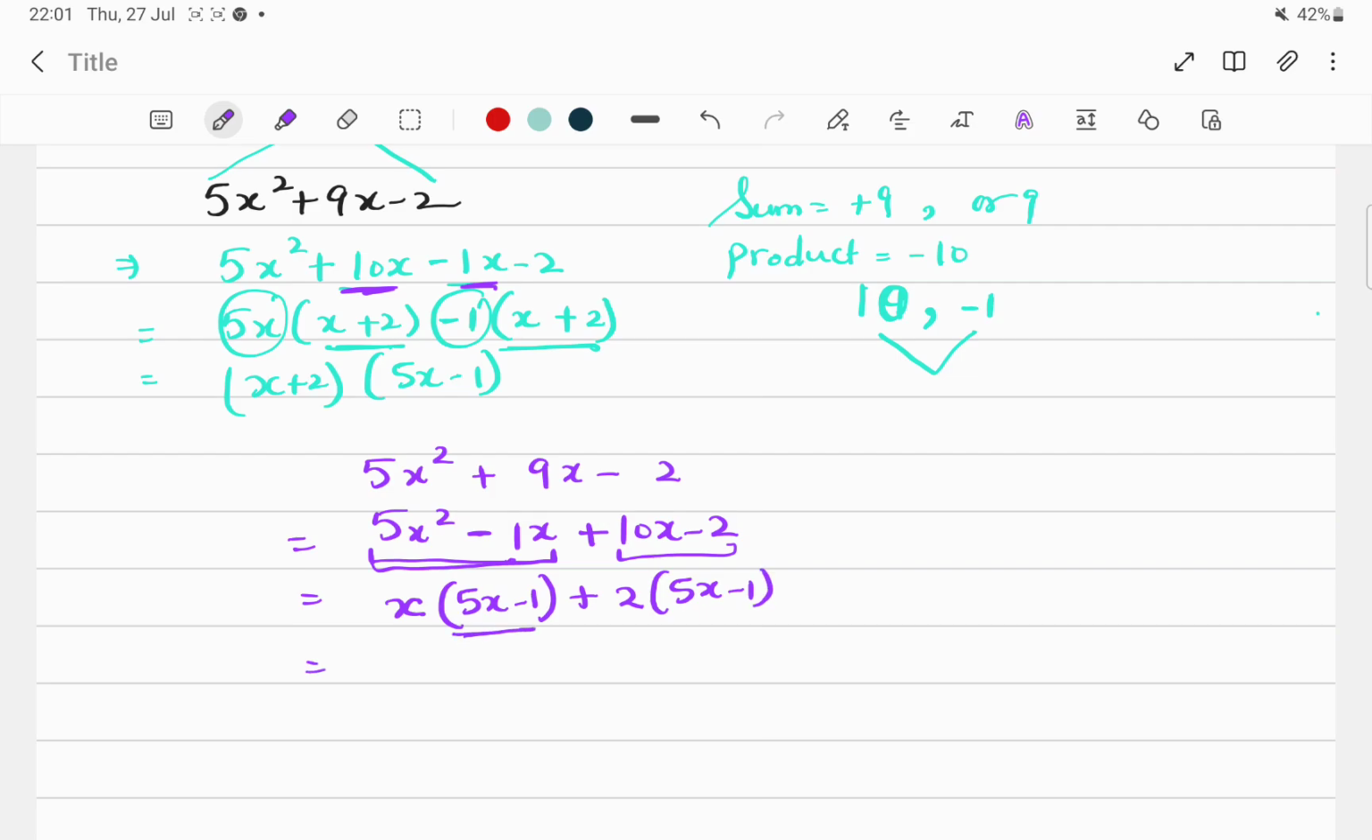And if you see, 5x minus 1 and 5x minus 1 are the same, and here it is a plus sign, so no need to change the signs inside the bracket, only minus causes the signs to be changed. So now we have 5x minus 1 as one factor, and then x from the first and plus 2 from the second bracket. So this completes the question, and we are getting the same answer. So no need to worry about the order.